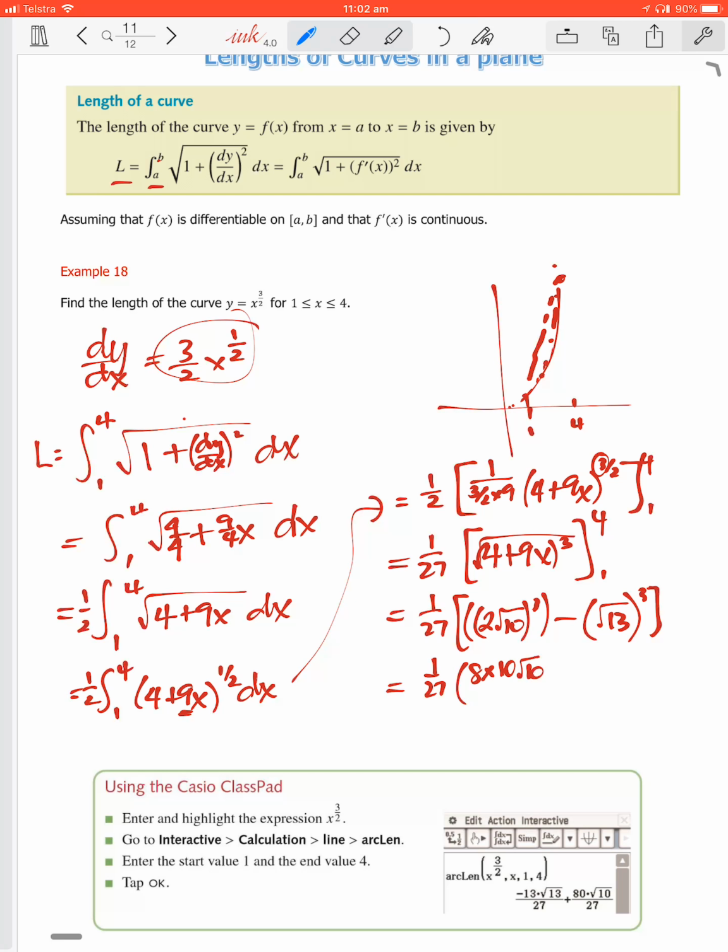That makes sense. And then we also have the cube root of 13, which is going to be 13 root 13. That makes sense. Okay, so our answer is 80 root 10 on 27 minus 13 root 13 on 27. That is our length from 1 to 4.